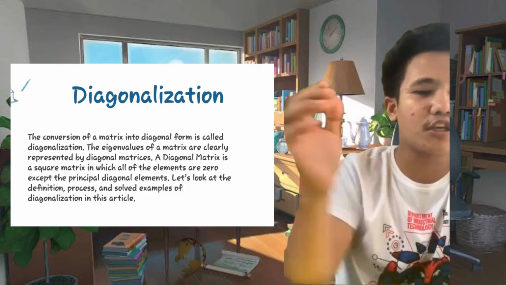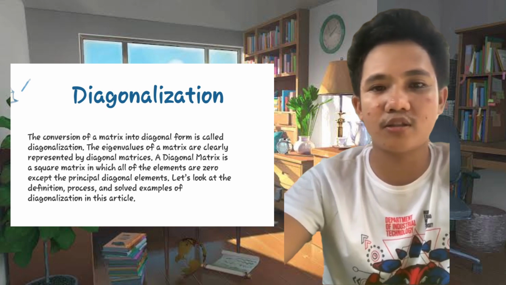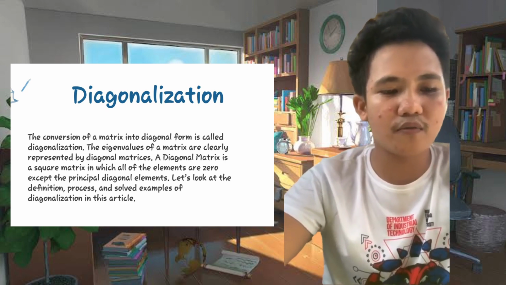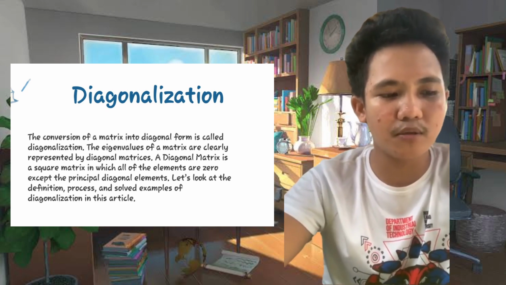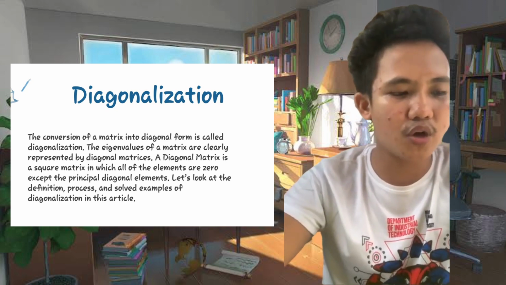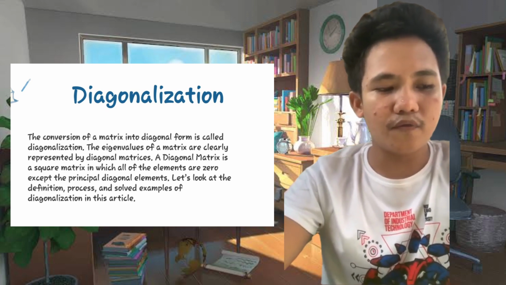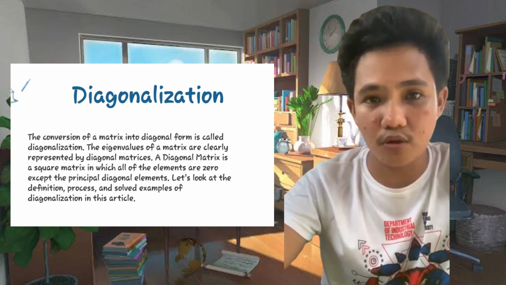Good day. We're going to discuss diagonalization, its definition, and how to solve the problem. The definition is that the conversion of a matrix into diagonal form is called diagonalization. The eigenvalues of a matrix are clearly represented by diagonal matrices. A diagonal matrix is a square matrix in which all of the elements are zero except the main diagonal. Definition, process, and solve.